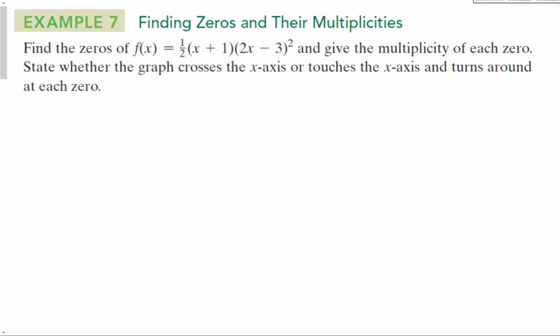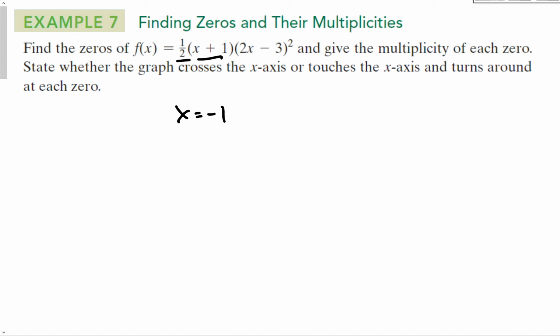So let's do this example and find the zeros and their multiplicities. So find the zeros of f of x and give the multiplicity of each zero. State whether the graph crosses the x-axis or touches the x-axis and turns around at each zero. Well, thankfully, this particular function happens to be factored already. So it is nice and easy. Right there, that is not a variable, has nothing to do with any of the zeros. Right there, that's x plus 1. Set that equal to 0, and we have that x is equal to negative 1. That's my first zero. Okay?